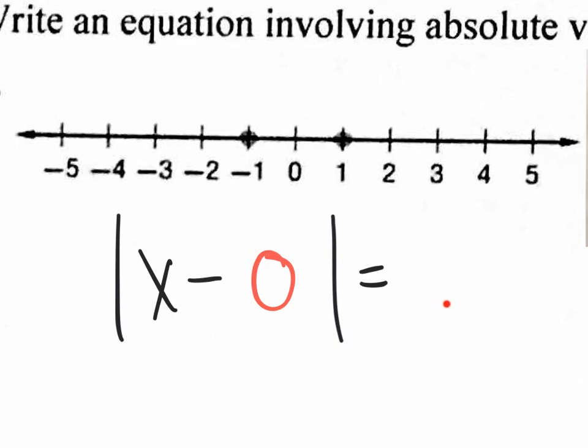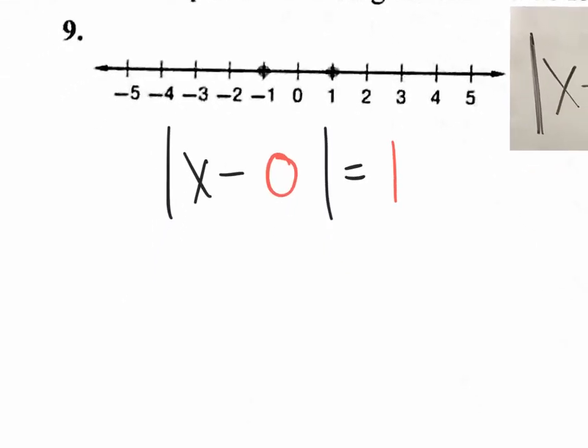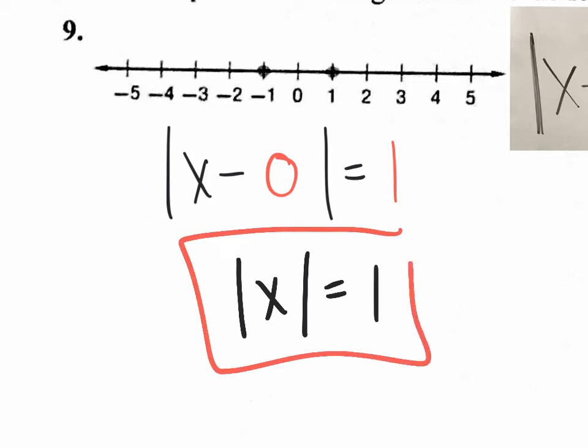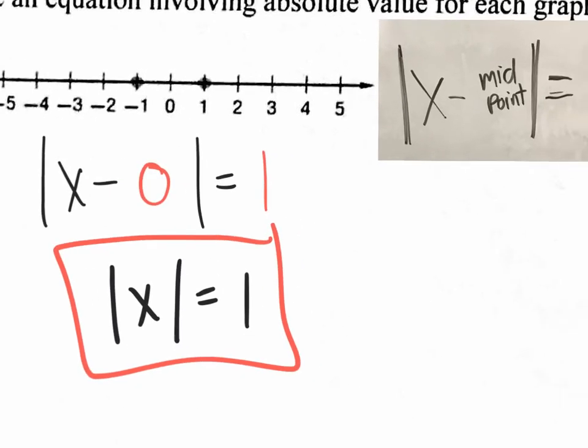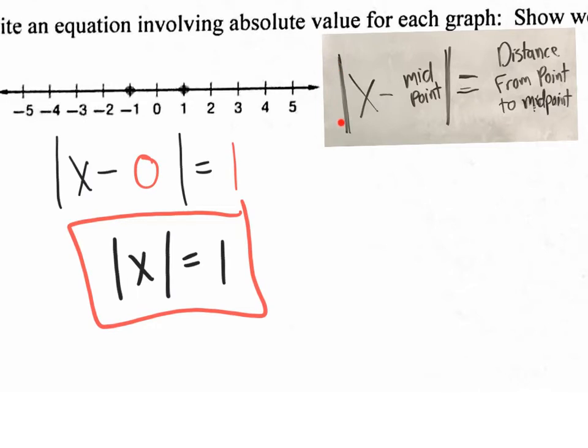And how about right here? The number over here is the distance from the point to the midpoint. So what's the distance from the point to the midpoint? 1. So this is the answer, but of course the better looking absolute value equation, you don't need an x minus 0. You could just put absolute value of x equals 1. This is the best absolute value equation that you could write for this one up here. Is this one wrong? No, it's perfectly fine because that is the setup: absolute value of x minus the midpoint equals the distance from the point to the midpoint.